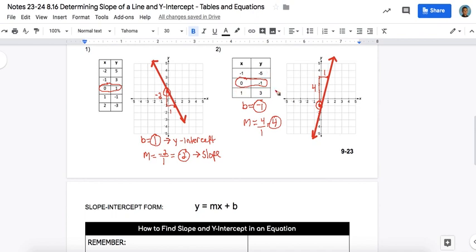Now, certainly, you could do the old school way where you just pick 2. And so you could go here and go plus 4, and then here is plus 1. And you still get the same slope, 4 divided by 1. So this graphing strategy is just another way of finding the slope from a table.